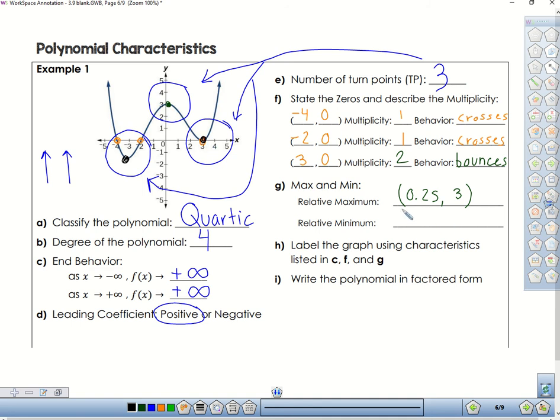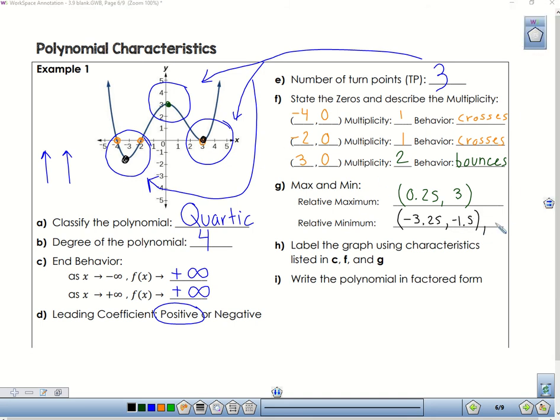So it looks like our relative minimums are at, I think that's at about 3. It looks like it's like -3.25, comma, about -1.5, would you guys say? And the other one is at 3.1. I'm sorry, not 3.1, 3.0. So that's from these 2 coordinates.